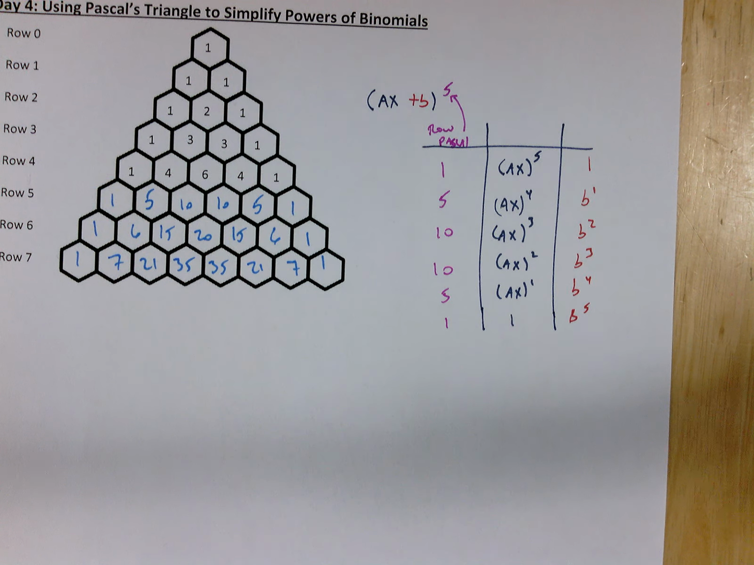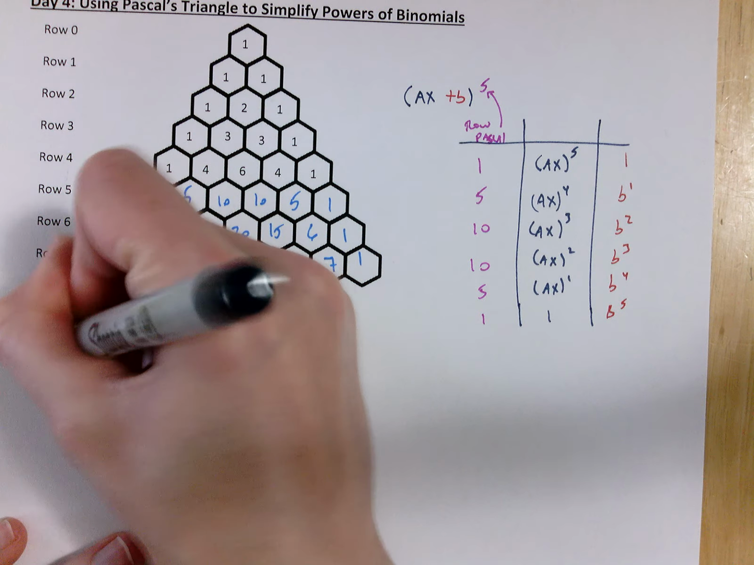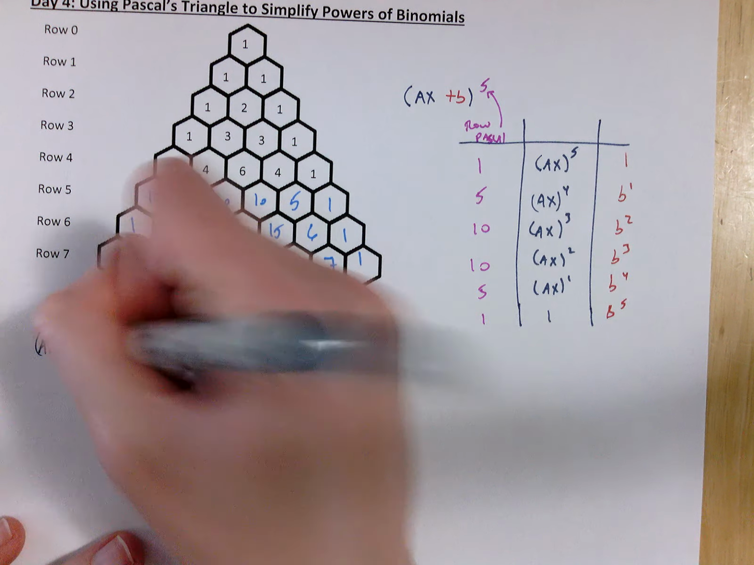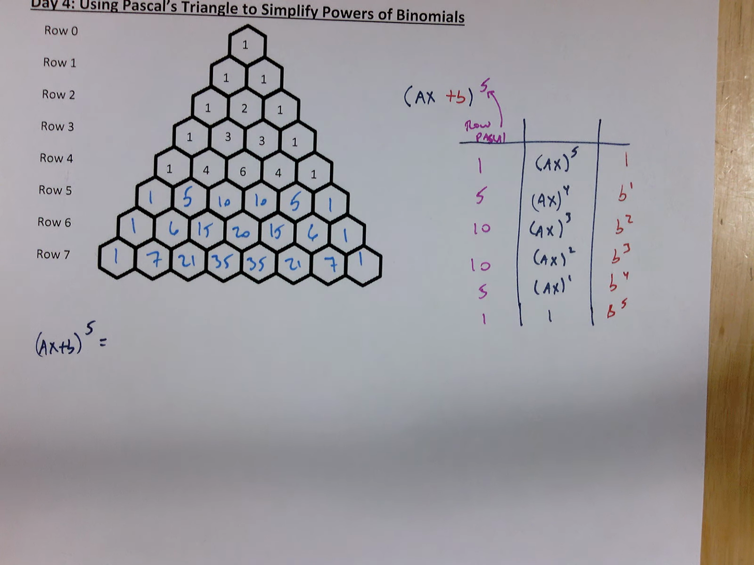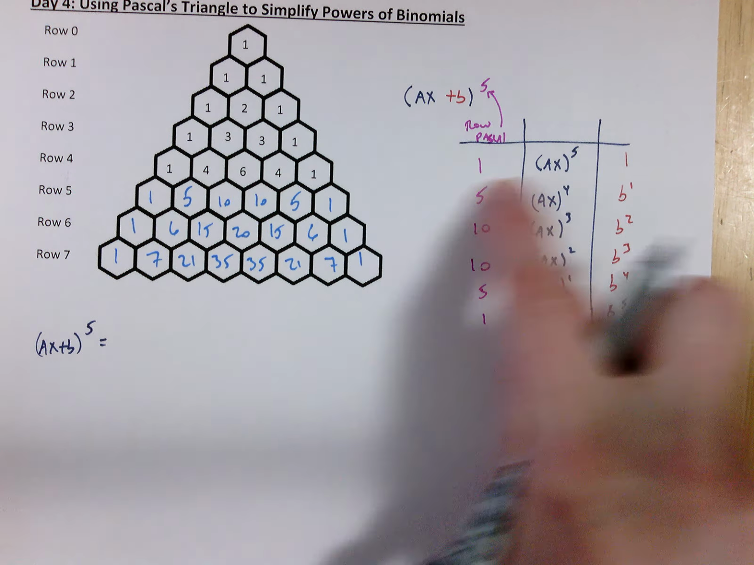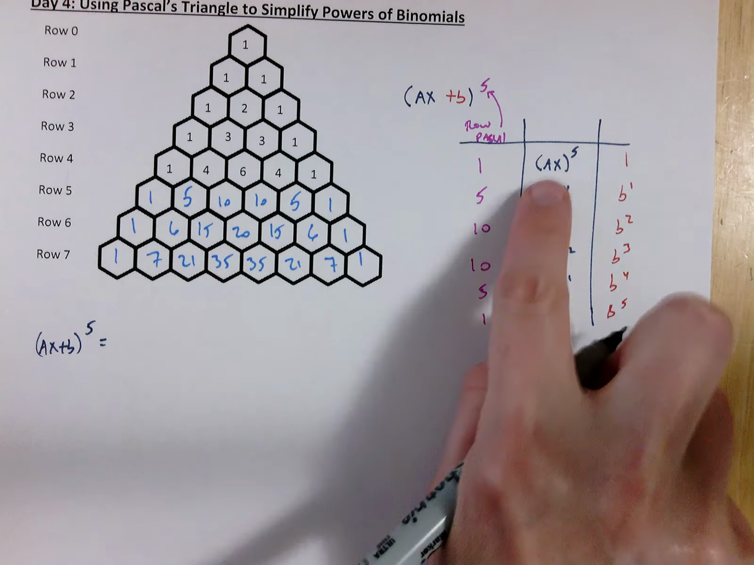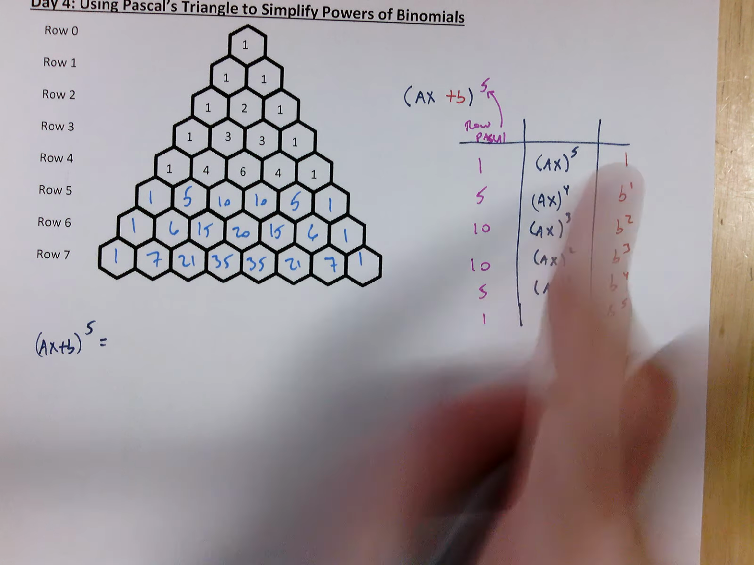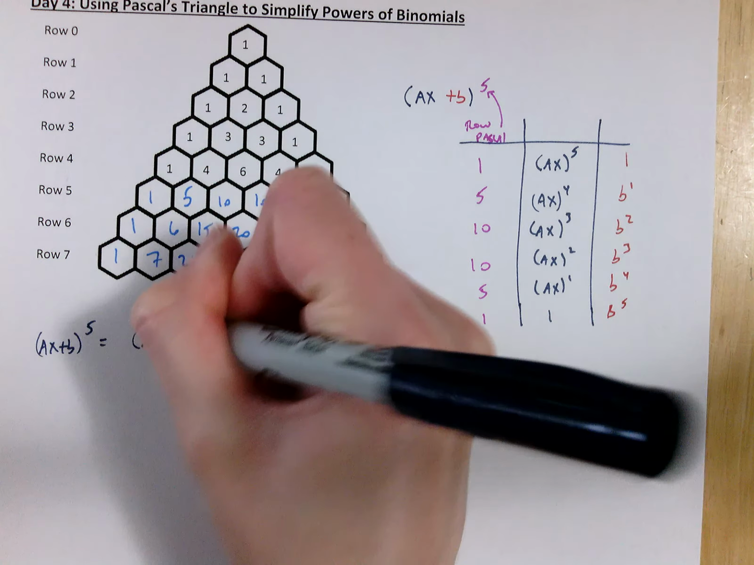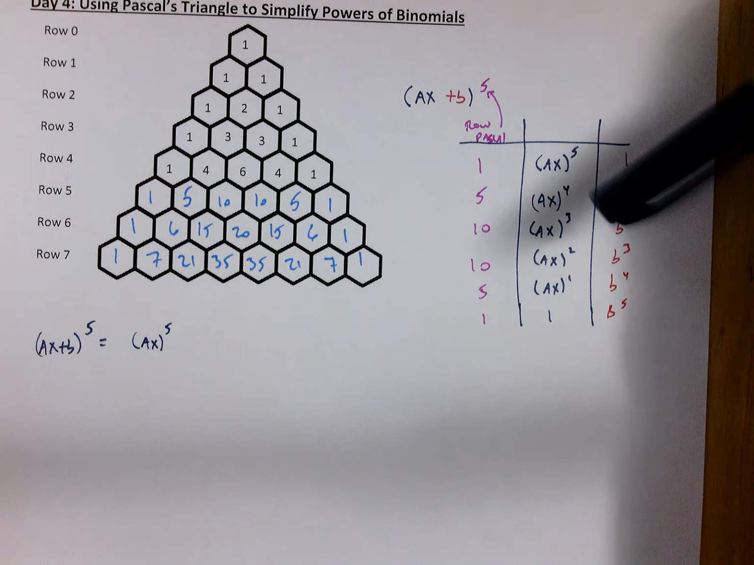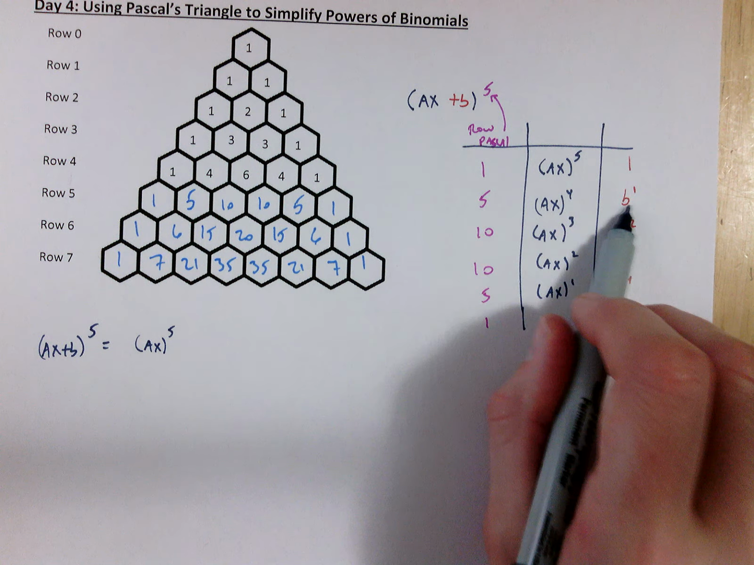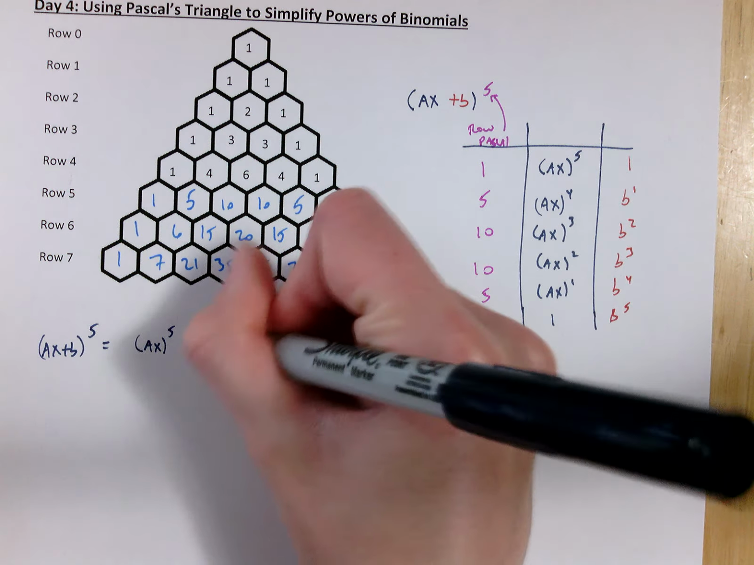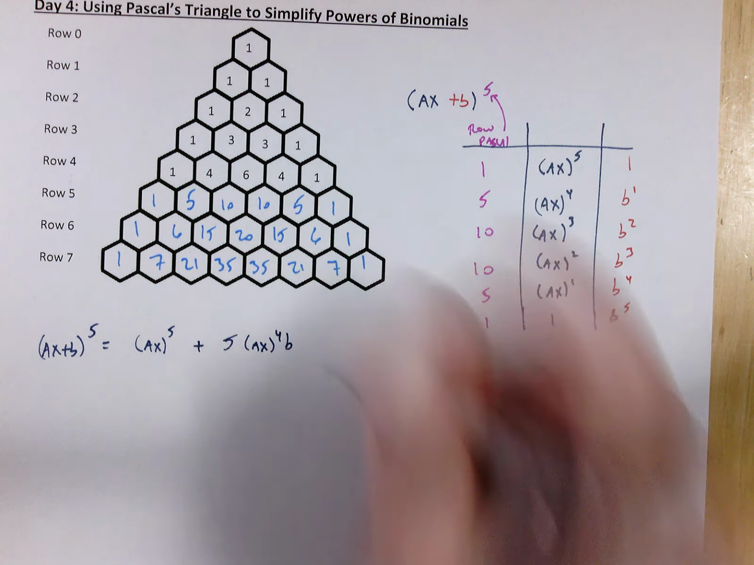Okay, so then to get our actual answer, if I wanted to actually figure out what ax plus b to the 5th power is, what you do is you multiply each row and then add those terms together. Okay, so it's going to be the product of this first row, so 1 times ax to the 5th times 1, right? So that would be ax to the 5th. Whatever that would simplify out to, you'd have to actually use your exponent rules to simplify this. The next one would be 5 times ax to the 4th times b. So I'm doing plus 5 times ax to the 4th times b.